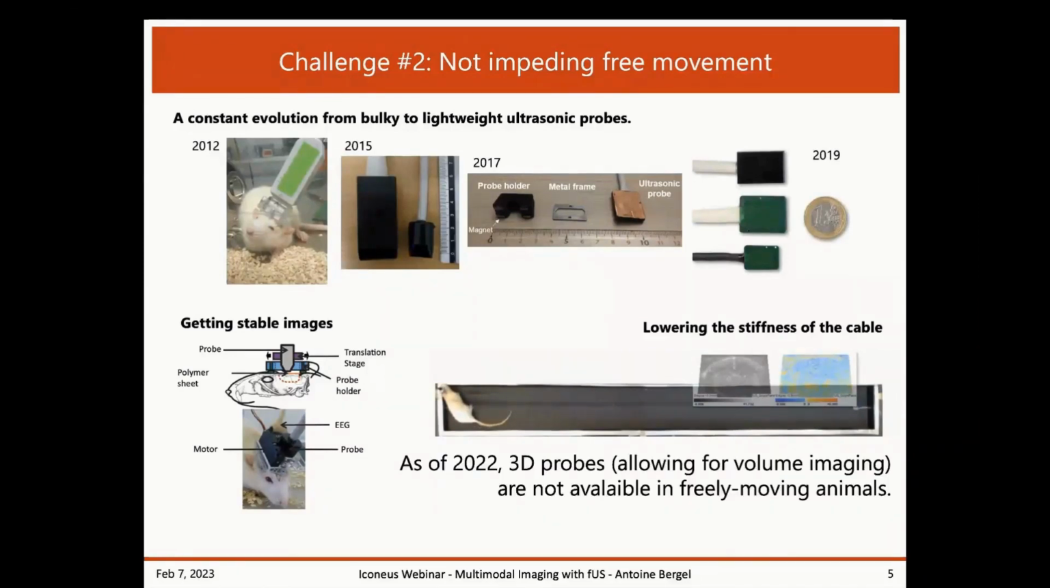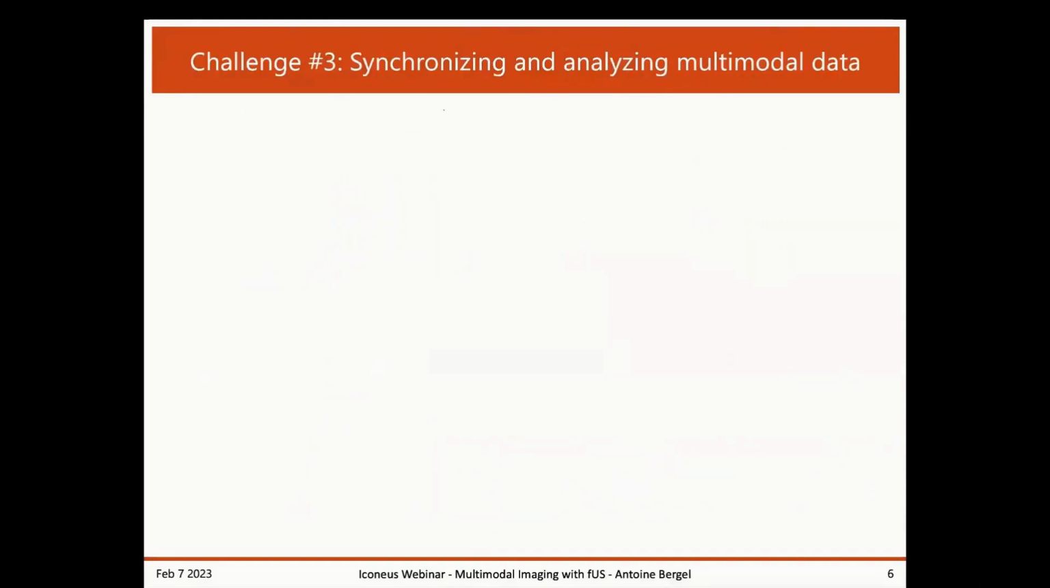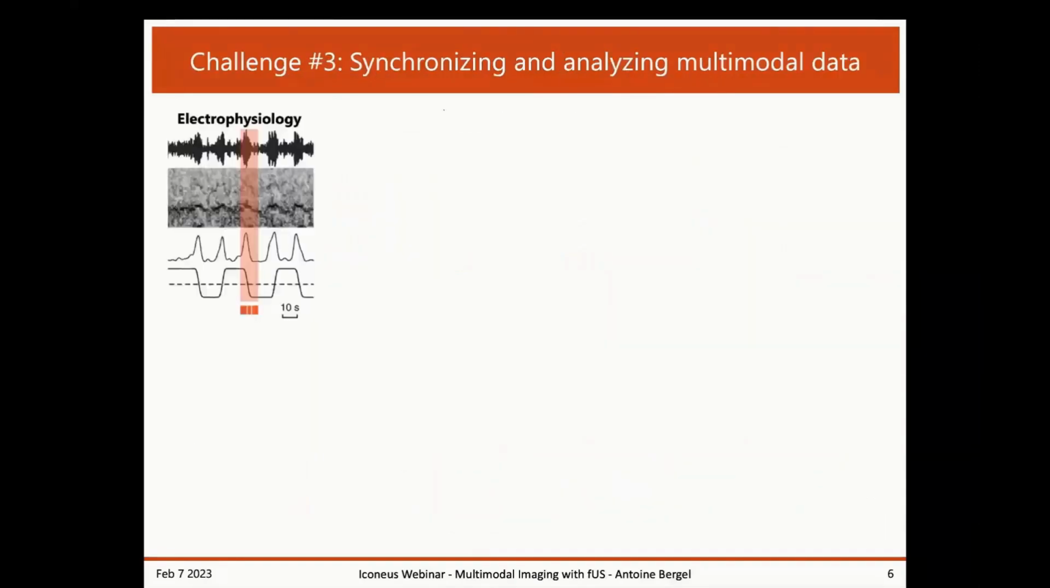An important point here is that we do not use the 3D probes that were used in other publications. They're not available on freely moving animals yet, and we end up with planar sections of the rodent brain. So if you were to scan the whole brain, you would have to do it plane by plane in our setup. And the last challenge is that basically we have multimodal data.